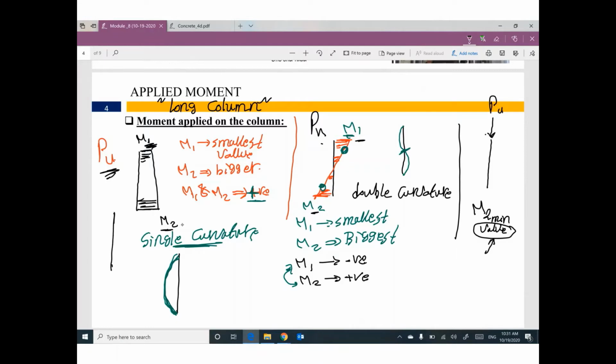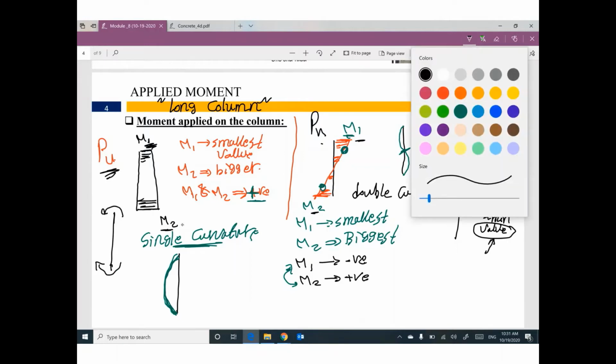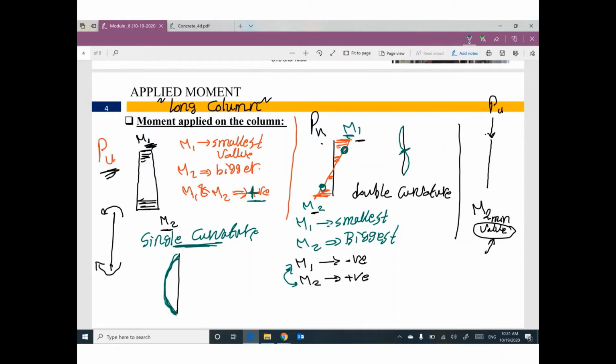The first one, this moment and this moment look like this. So the buckle of this column will be like this, single curvature. In this case, M1 and M2, both of them are positive. M1 is the smallest value, M2 is the biggest value.